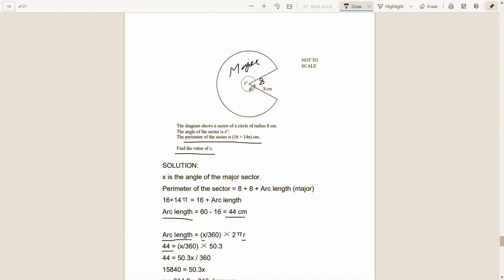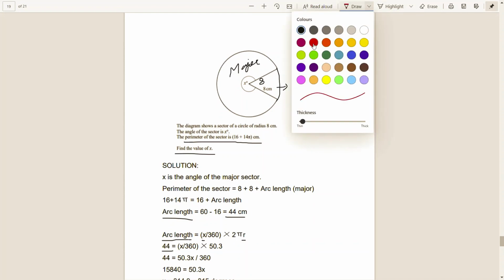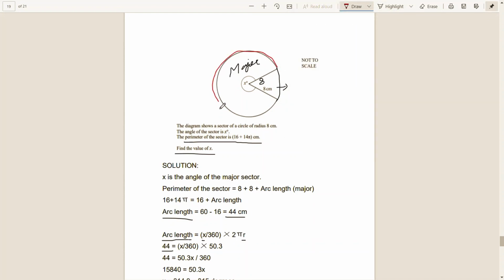This is the radius. This is the center. This is the radius. If we draw this one, this whole area is the minor area. This is the major area, right? This black one is the minor arc, and this one is the major arc. Here we were supposed to find the major arc because we were given x as a major angle and this is the minor angle. I hope it's clear.